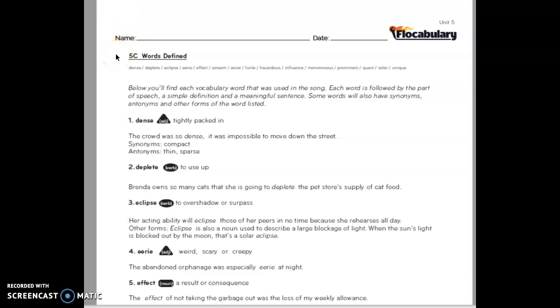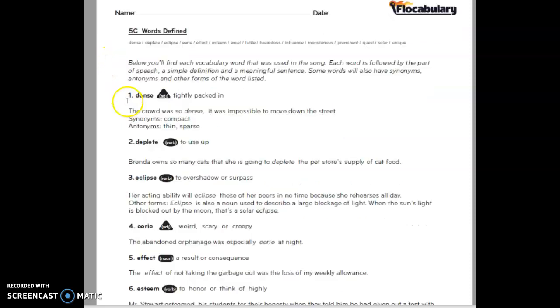Vocabulary Set 5. In this video, I'm going to read through the definitions of the vocab words, and I'll read through the examples and then explain the next set of pages so you know what to do on your own.